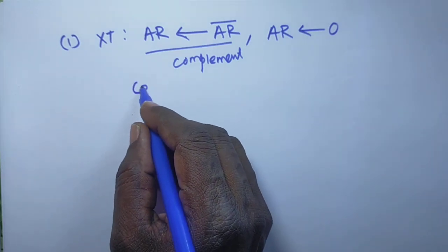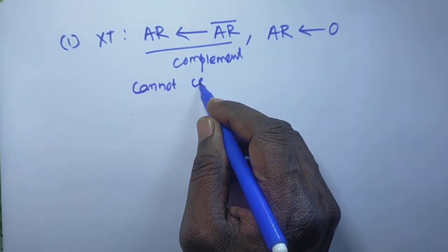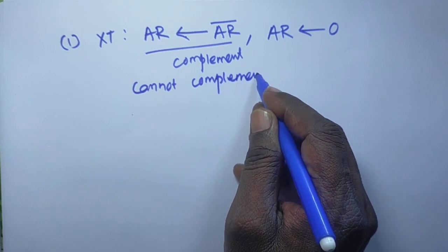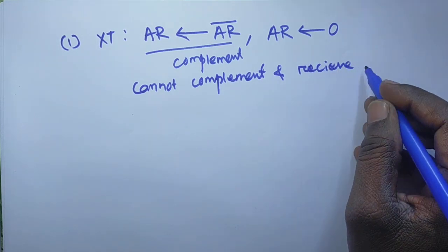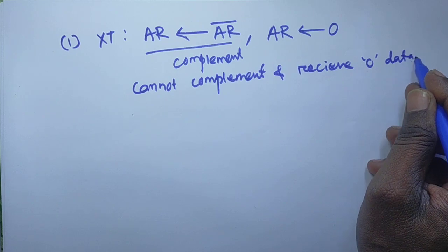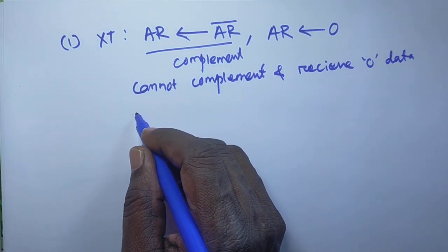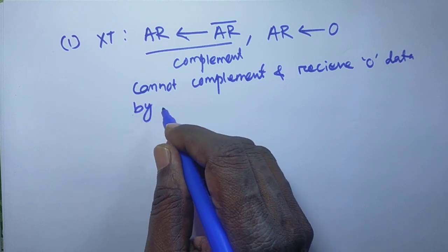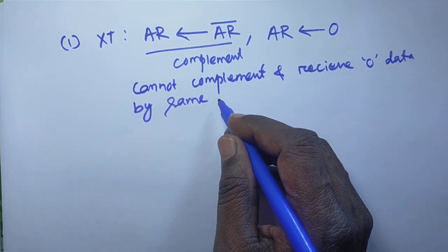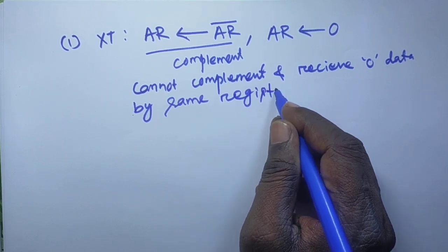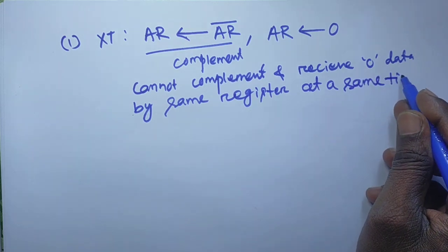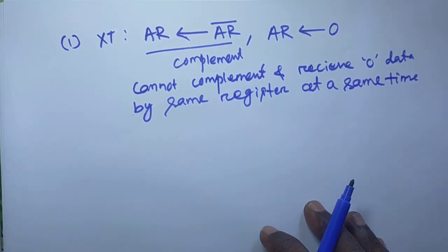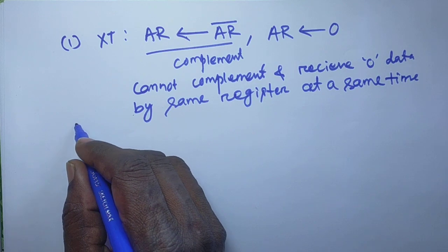And we can also write: cannot complement and receive zero data by the same register at the same time. It is not possible in the first case.